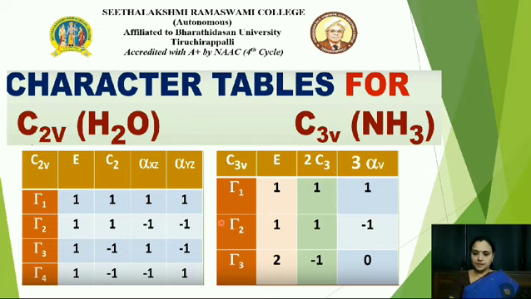So we have constructed the character tables for the C2V and C3V point groups using the 4 rules of the great orthogonality theorem.